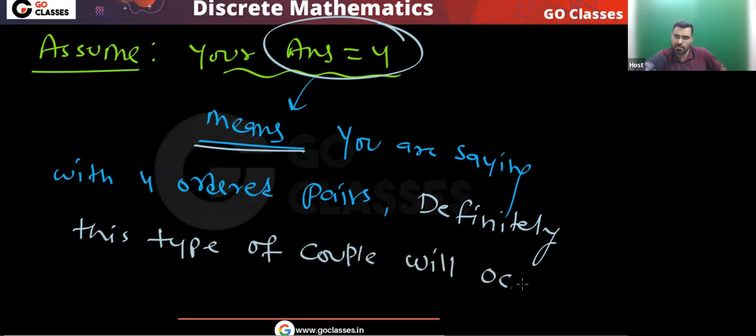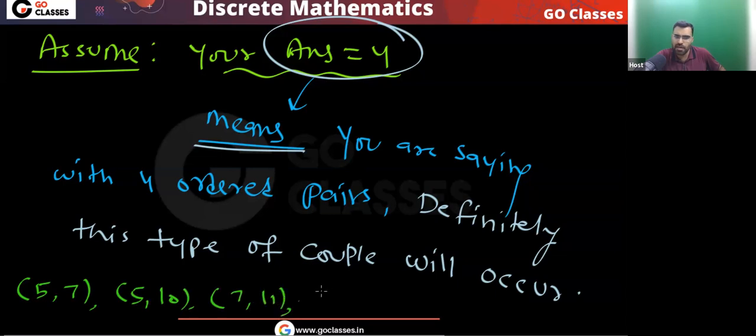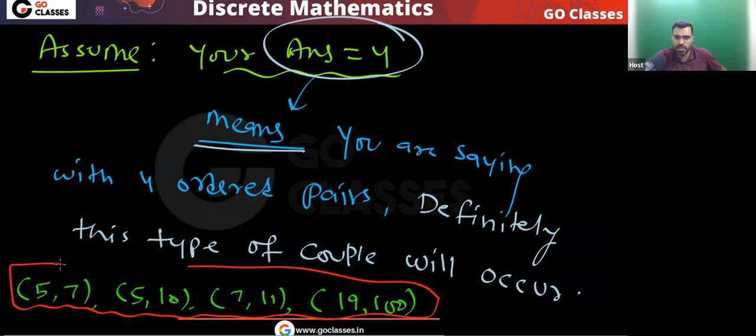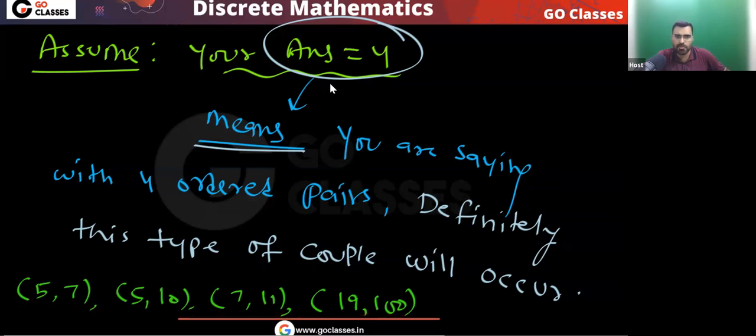But what can I do? I can give you 4 ordered pairs, no problem. For example, I can give you the ordered pair 5,7. I can give you 5,10. I can give you 7,11. I can give you, for example, 19,100. See, did you get a couple? Please tell me, did you get a couple? No, there is no couple here.